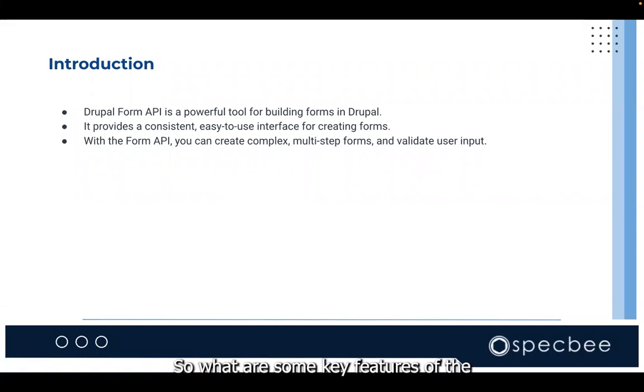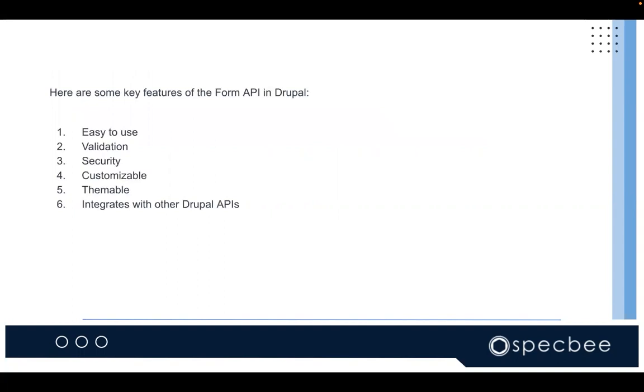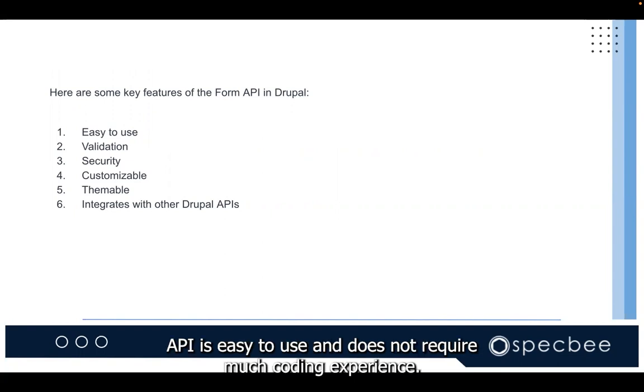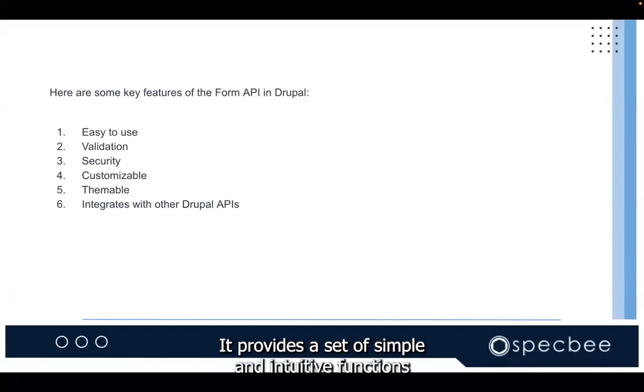So what are some key features of the Form API in Drupal? The first is that it is easy to use. Now, Drupal Form API is easy to use and does not require much coding experience. It provides a set of simple and intuitive functions that developers can use to create forms.